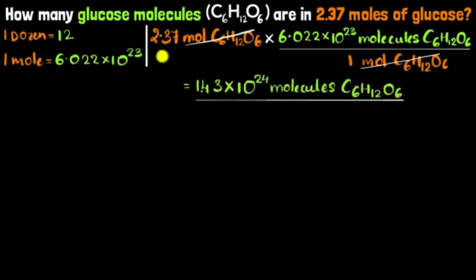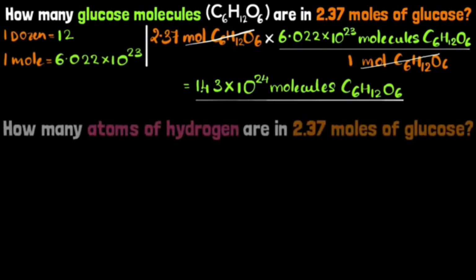And look, as we saw earlier, it makes intuitive sense as well. 1 mole has these many molecules, so 2.37 moles will have 2.37 times these many molecules. But now let's see the true power of thinking it this way, okay? Let's say the question was, how many atoms of hydrogen are in 2.37 moles of glucose? How would we solve this? Well, again, let's think about this intuitively. We already know that 2.37 moles of glucose has these many molecules.